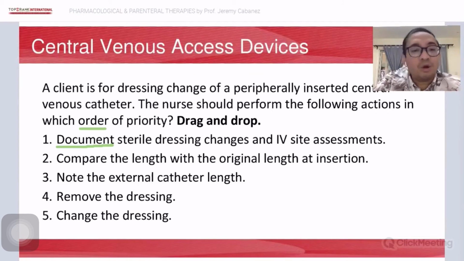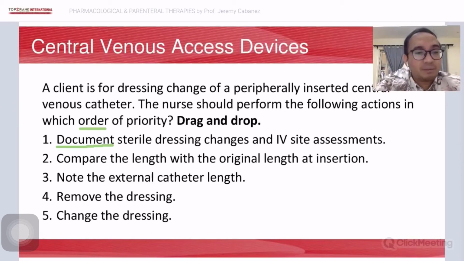Diba? Okay, next. Number 2, compare the length with the original length at the insertion. So, you are comparing while you are changing, right? So, you keep number 2. 3, note the external catheter length. So noting the catheter length is also performed during changing of the dressing.